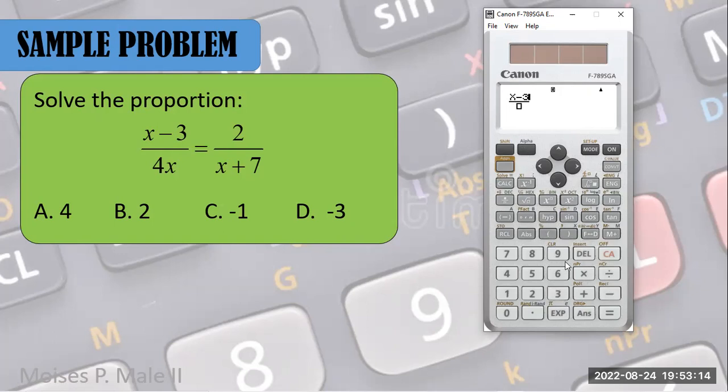Okay, 3 over 4x minus, transposed, becomes minus 2 over x plus 7. Then click stop. Input the 4, it should give 0, right? So it's not 0. Try 2. Also not. Negative 1. Also not. How about negative 3? Okay. So therefore, the correct answer is letter B.